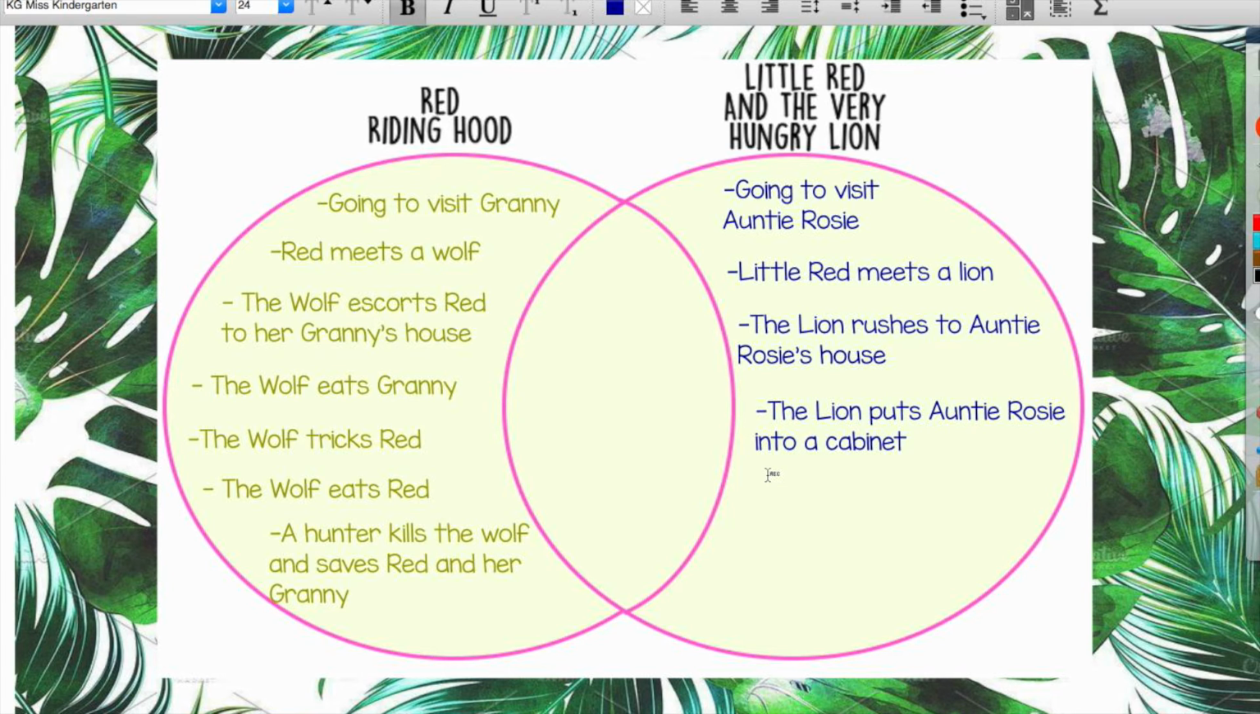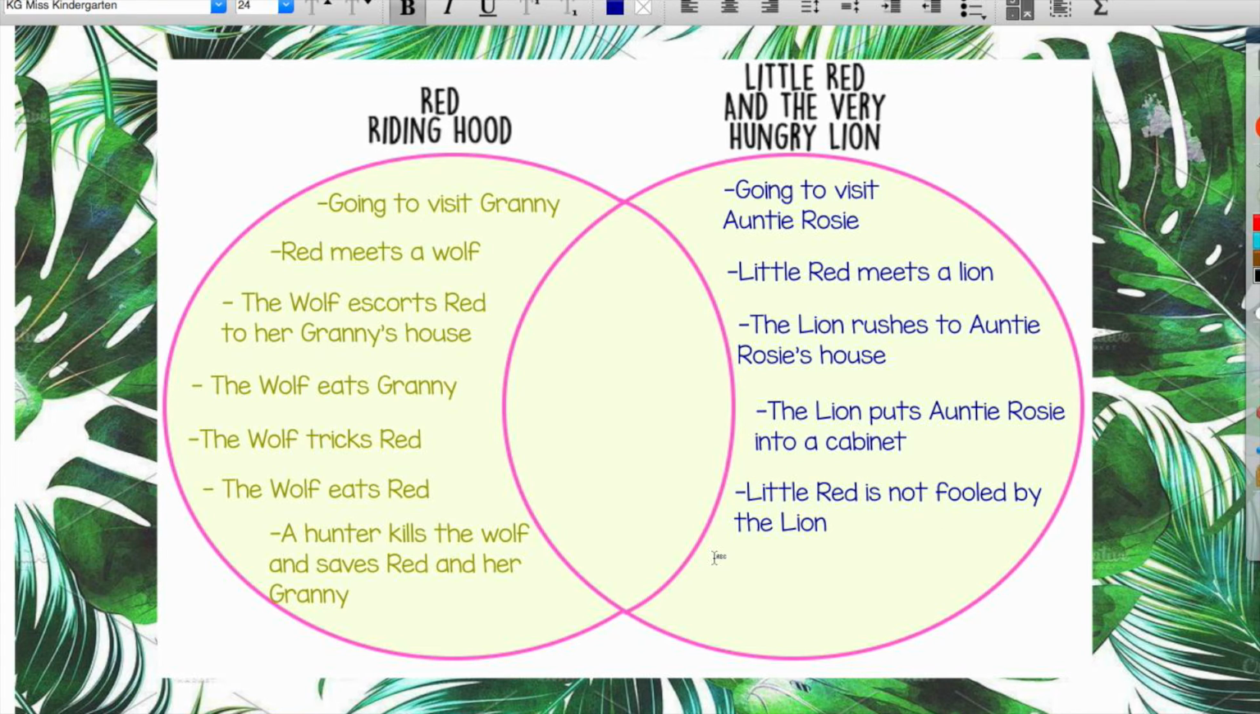Now, whenever Little Red arrives, was she fooled by the lion's disguise like Red Riding Hood was in our first story? No, she knows right away that that is not her Auntie Rosie. So that's another difference in our second story. So I'm going to make sure I add that to my chart. Little Red is not fooled by the lion.